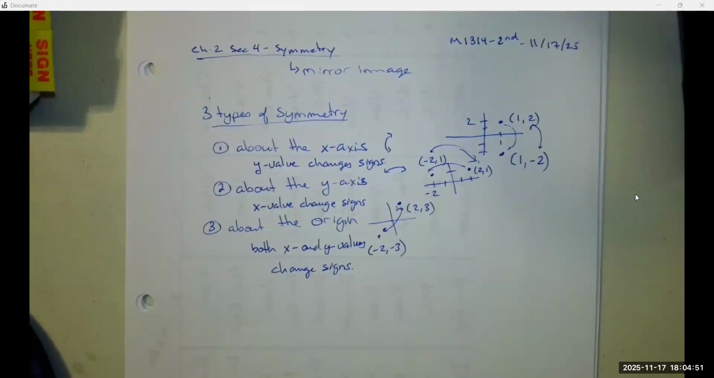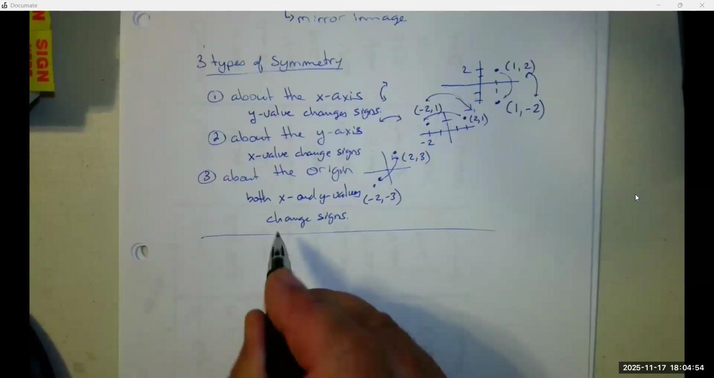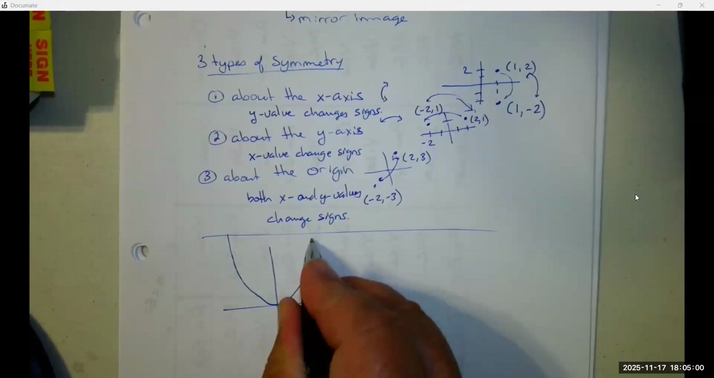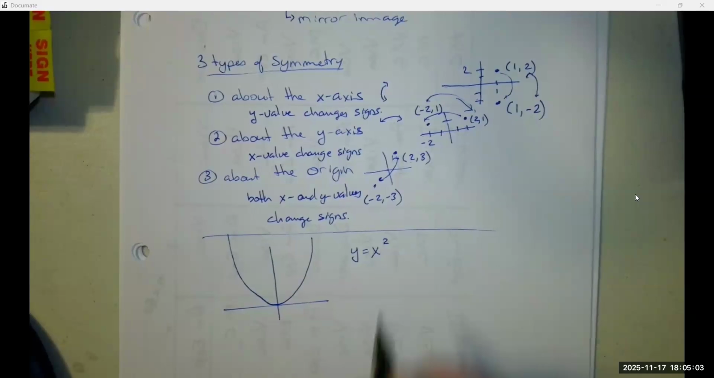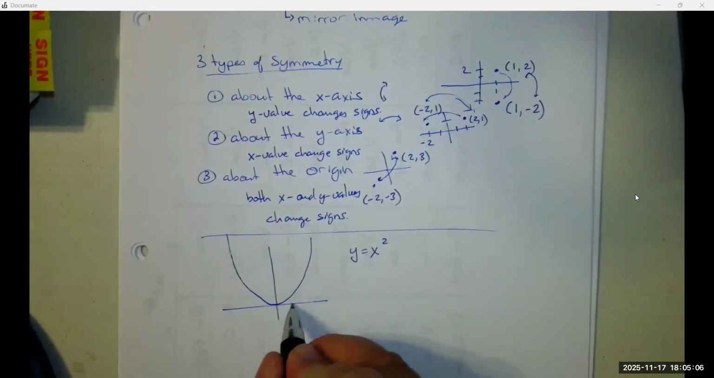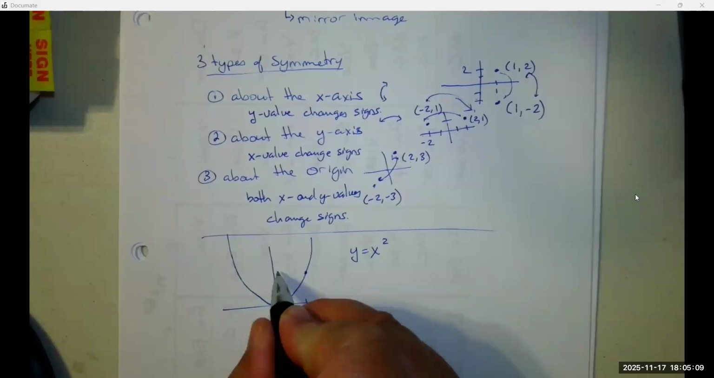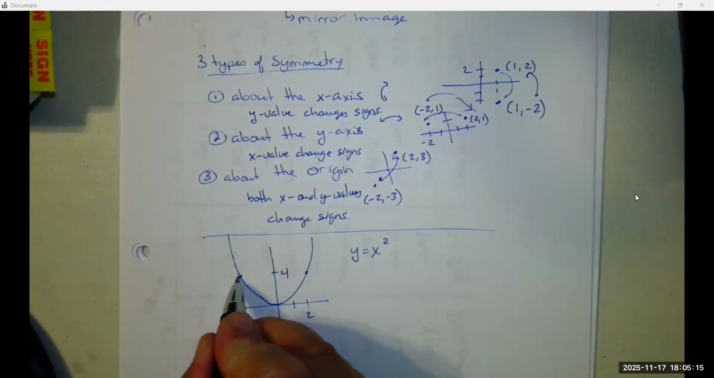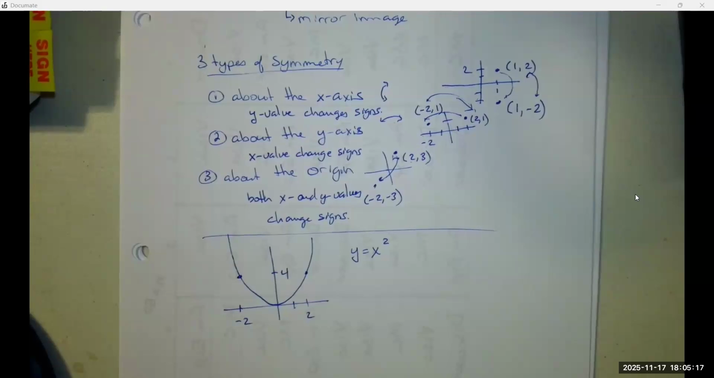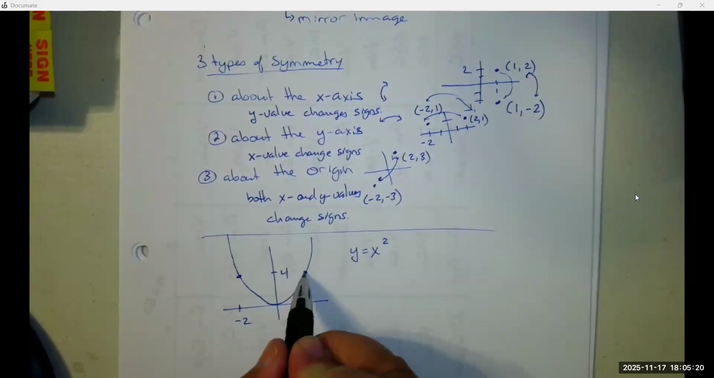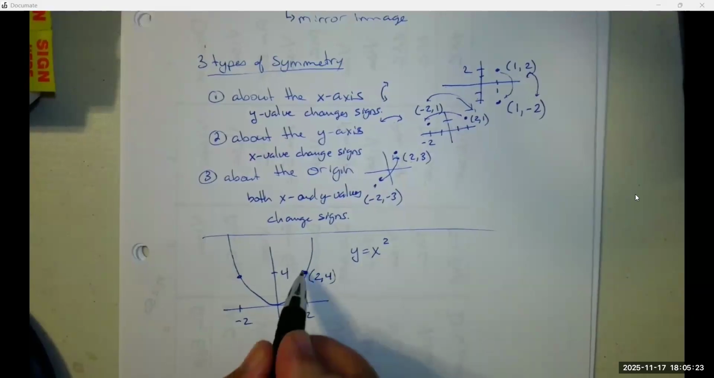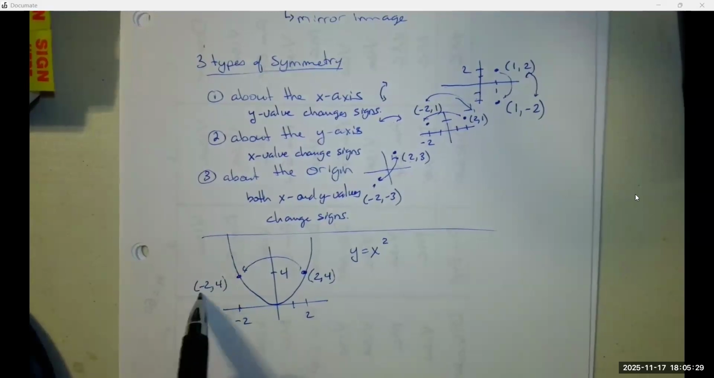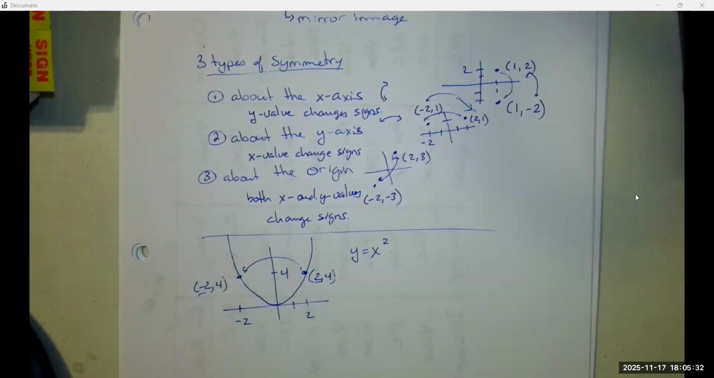Right? So for example, also, we know some functions already, like the quadratic equation. We know that one is already symmetric about the y-axis, because the point 2, 4 has a mirror image at -2, 4. Notice the x values change, so it's across the y-axis.